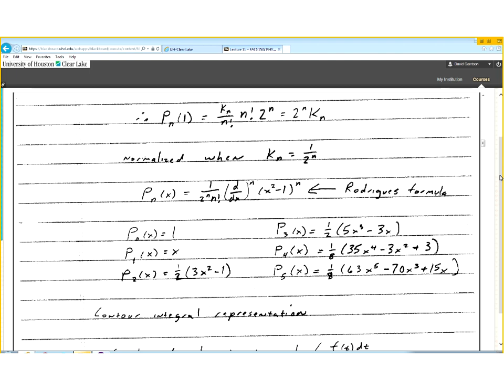So that's why they call it a polynomial, because you can see that you get these higher and higher order terms. So this is the way that you may have seen Legendre polynomials in the past. Does it look familiar?